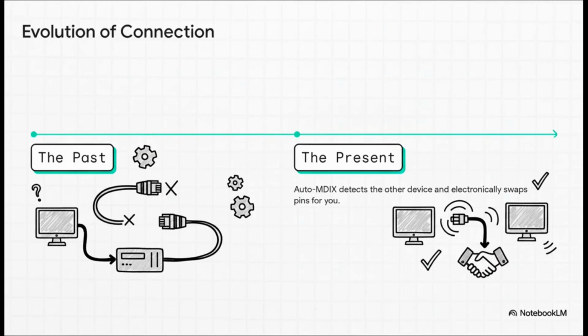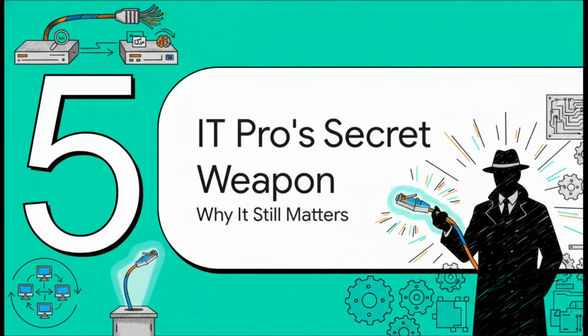Think about it like this. Back in the day, you absolutely had to know which cable to use for which job. It was a fundamental skill. But today, network ports with Auto-MDIX are smart. They can detect what they're connected to. They can basically ask, hey, am I talking to another computer? Okay, no problem. I'll just electronically swap my pins so we can communicate. It handles that handshake automatically. No special cable needed.